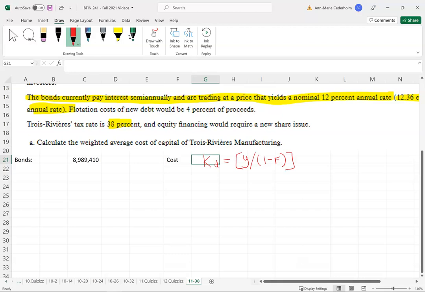And then multiply that by 1 minus the tax rate, because we want the cost to be after tax. So in this case, Y is the effective interest rate. So that's 12.36%. So that's the yield, divided by 1 minus the flotation rate, which is the 4%. And then 1 minus the tax rate is 1 minus, and the tax rate is 38%.